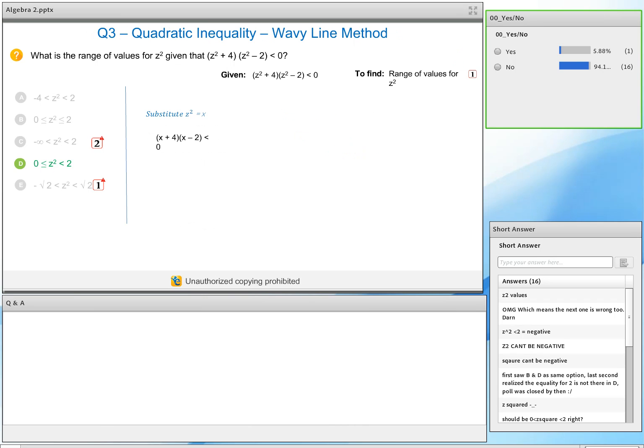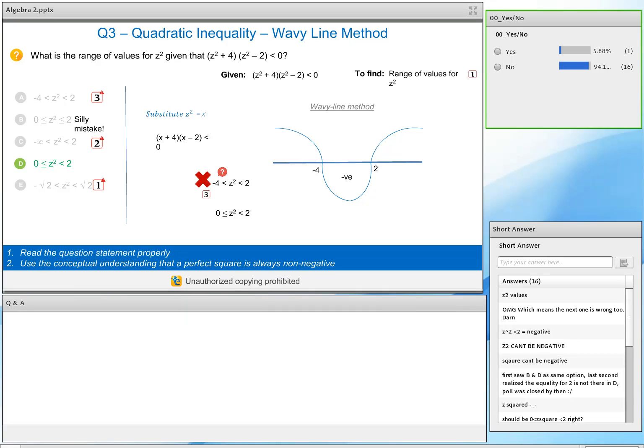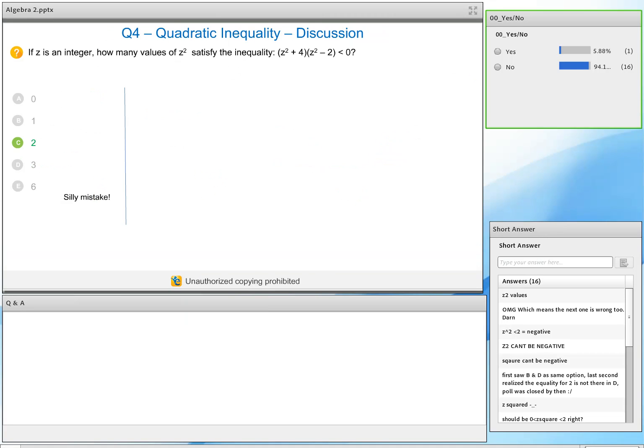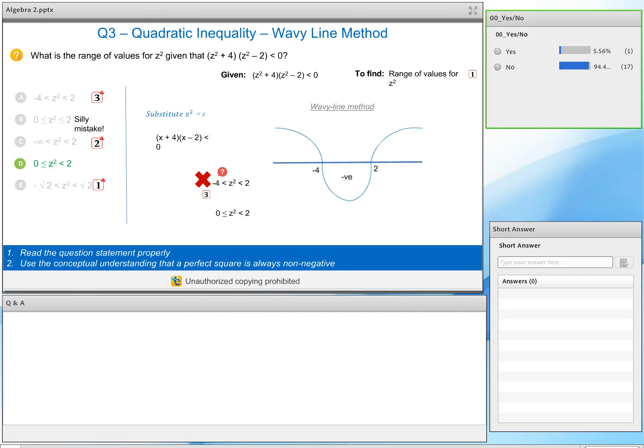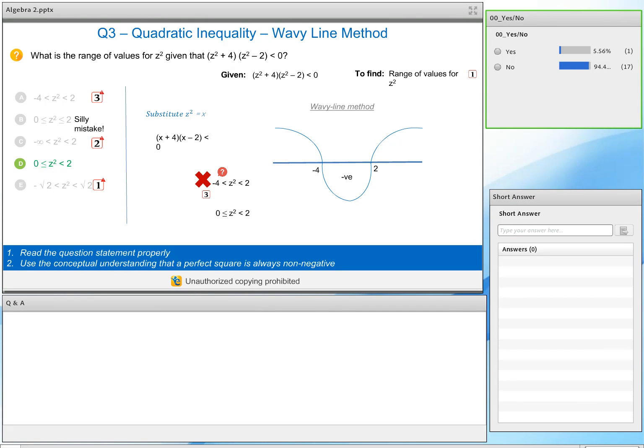Again, you could have used wavy line method here as well. I won't go into the details of that. Ultimately, you end up with the same exact thing. So what's the learning from this question? Question number 3, what are the learnings from this question?